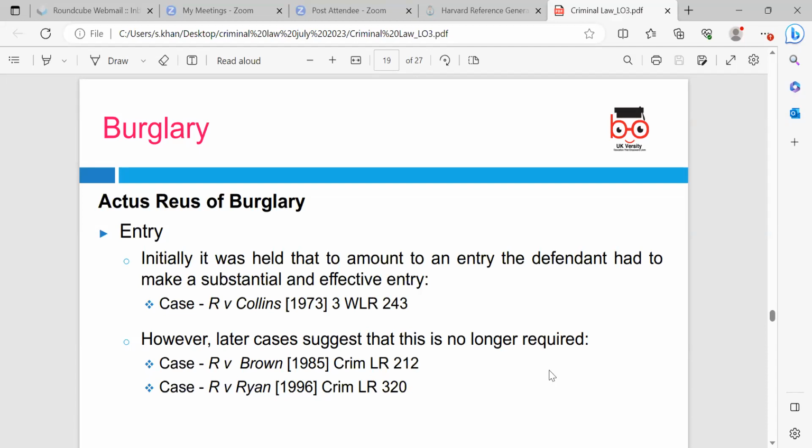In this case, the defendant Brown broke a shop window and stuck the top half of his body through the hole while rummaging around inside the shop in order to steal the contents. His lower half remained outside the shop. He was arrested and convicted of burglary under Section 9 of the Theft Act 1968. He subsequently appealed against his conviction to the Court of Appeal.